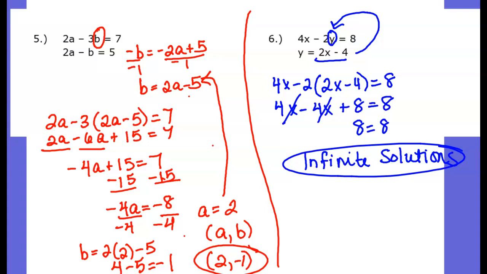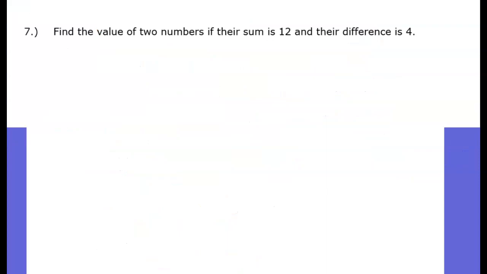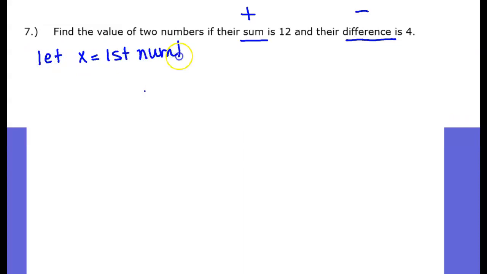All right, now let's look at some word problems. Okay, this says, find the value of two numbers if their sum is 12 and their difference is 4. Sum is addition, difference is subtraction. Remember our let statement. We need to know our two numbers. We're finding two numbers, so let x be equal to the first number, and let y be equal to the second number.